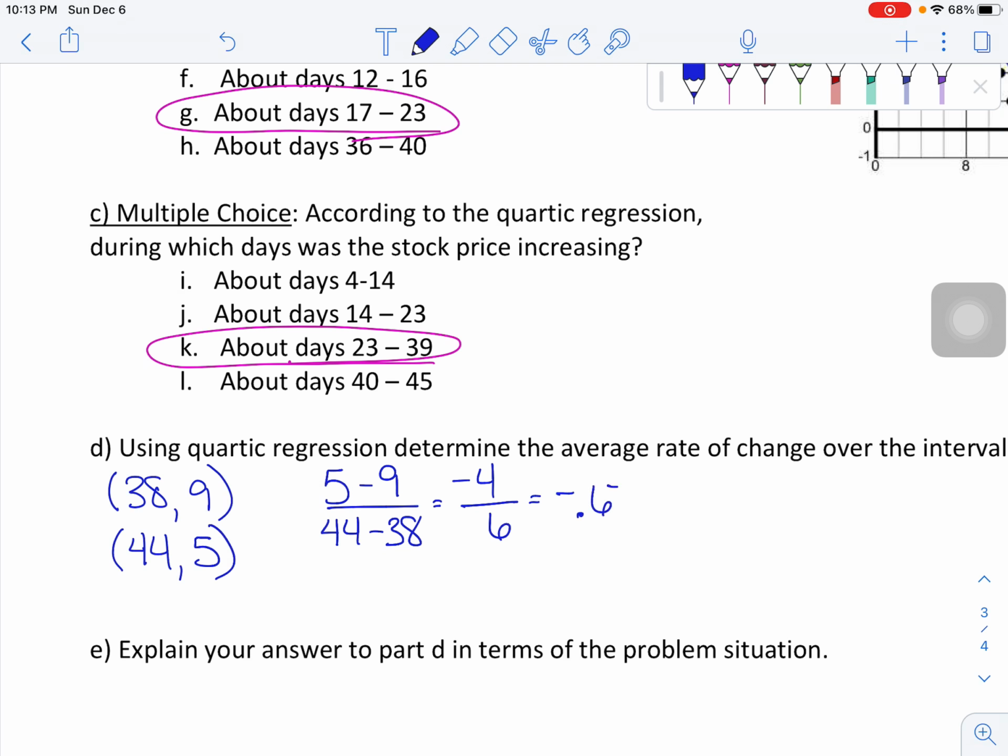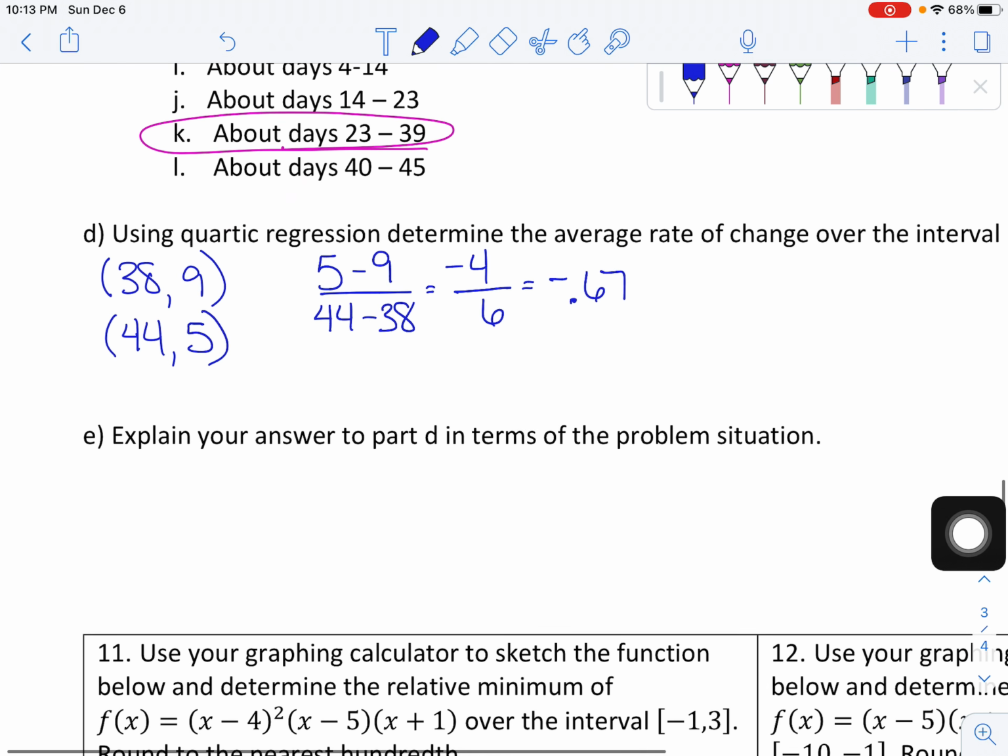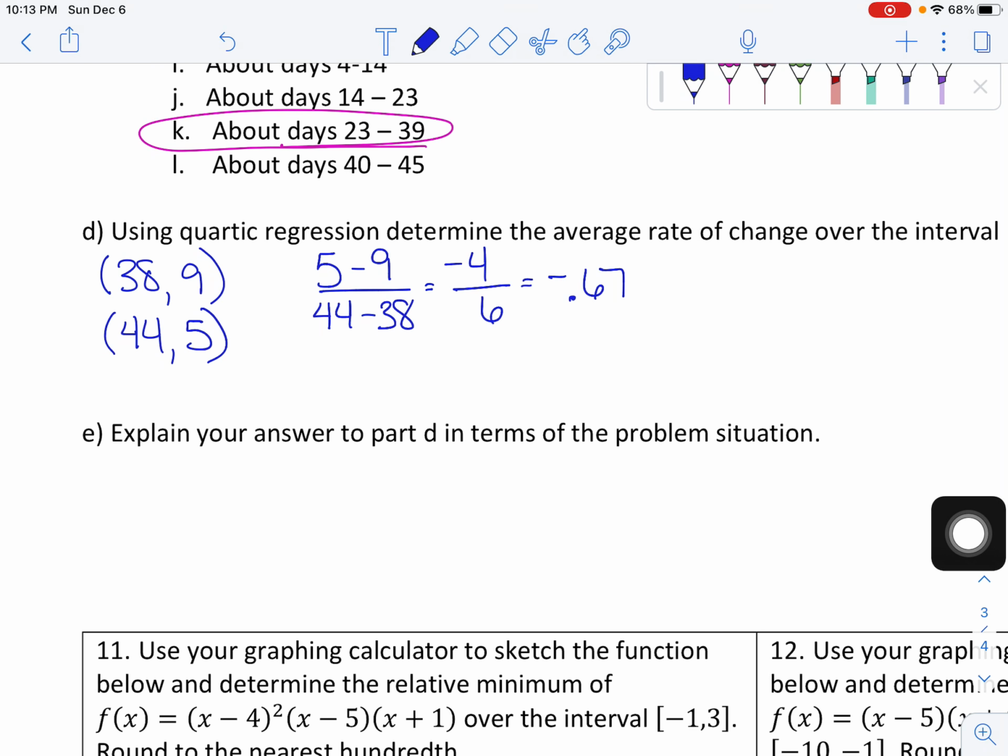I'm going to go ahead and divide this out, and I get -0.6, and I'm going to round it off to 0.7. It's -0.6 repeating. But the reason I'm going to do this is because what this is actually telling me is what I'm going to explain in part E: this is how the cost is changing per day. All right. So because I know this is cost or the stock price, I'm going to go ahead and just leave it as 2 decimal places.